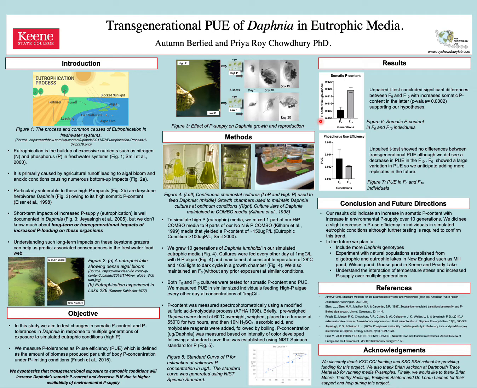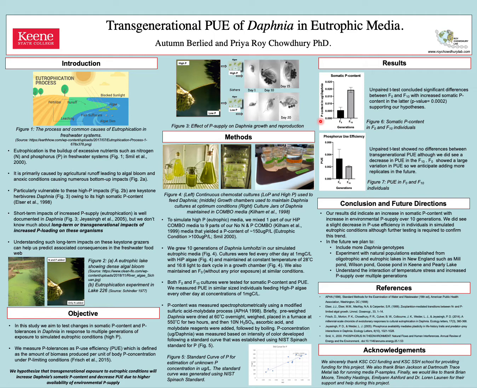Daphnia are sensitive to chemical changes in their environment, so they are excellent indicators of the health of a lake or a pond. If they are not present in a body of still water, it's indicative of a deeper issue. They have a very high body P content, making them particularly vulnerable to eutrophication. For my study, I set out to test the changes in somatic phosphorus or P content and P tolerances in Daphnia that are exposed to 10 generations of simulated eutrophic conditions.